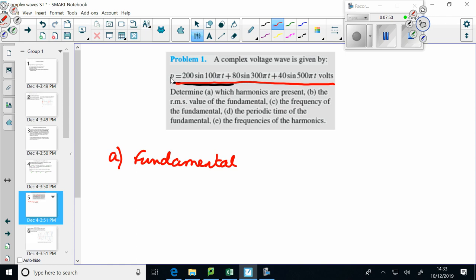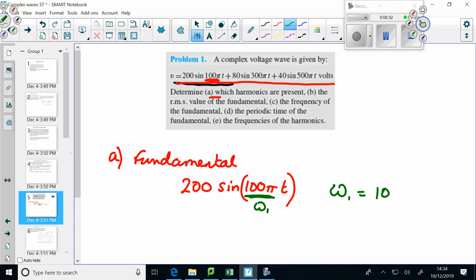Lowest frequency, yeah? The frequency is this bit, isn't it? That's omega, the 100 pi bit there. So the fundamental is 200 sine 100 pi t. That's that bit, with this being the bit we're interested in, because that's the frequency in omega. So that's omega 1, if omega 1 is equal to 100 pi.